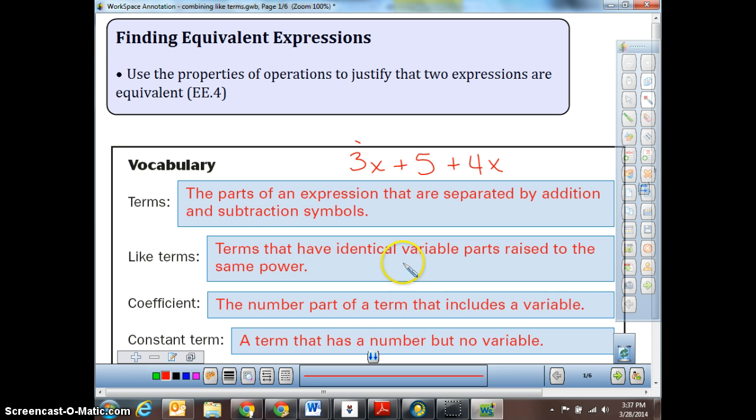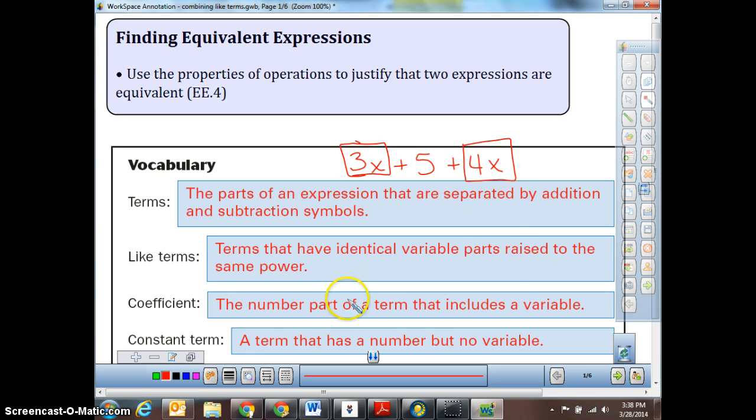Terms that have identical variable parts that are raised to the same power. So here I have an x. When it's just x, it's the same thing as x to the first power. And here I have an x to the first power. And here I don't have any variable. So in this expression here, this 3x and this 4x would be considered like terms. So they have to have identical variable parts. If this would have been an x squared, this would not have been a like term because x squared and x are not the same thing.